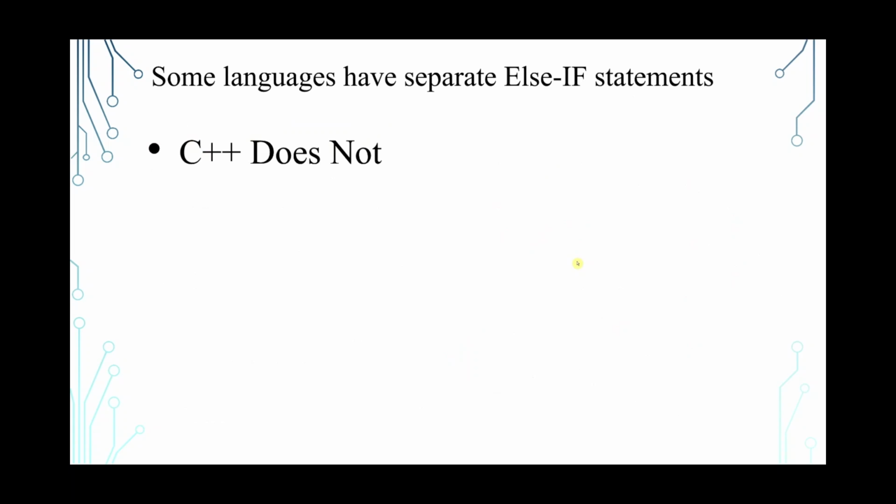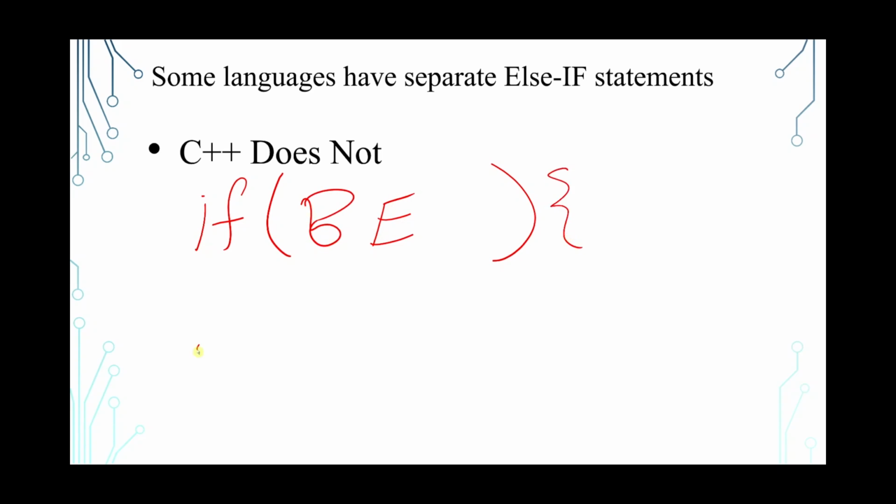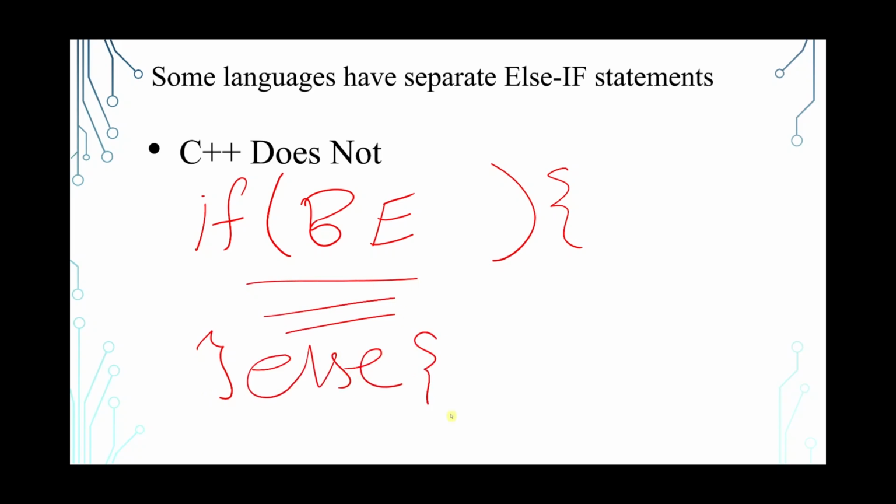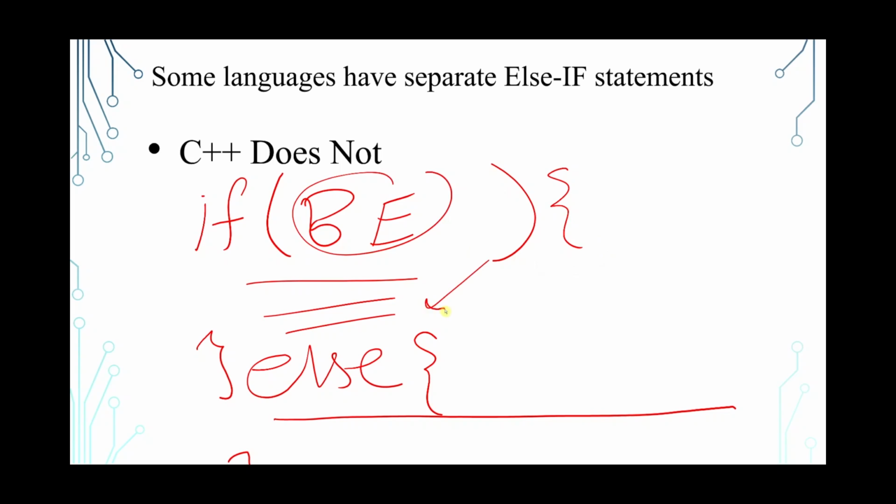Okay, some languages have separate else if statements. C++ does not. What does that mean? It means some languages have if, and here is the Boolean expression. Then you have inside some statements. Then you have else and some statements. And if you are going to have another if, you must have this inside the else. So it says, if that happened, do this one. Otherwise, if you need another condition, then you do else, which means the otherwise. Then if this happened, do this.